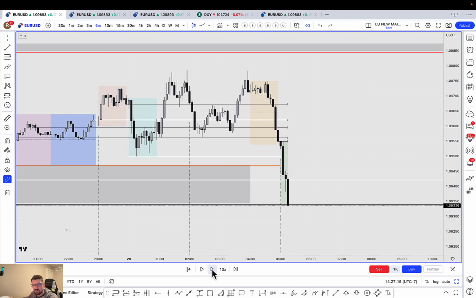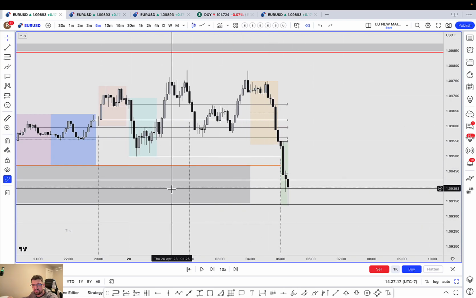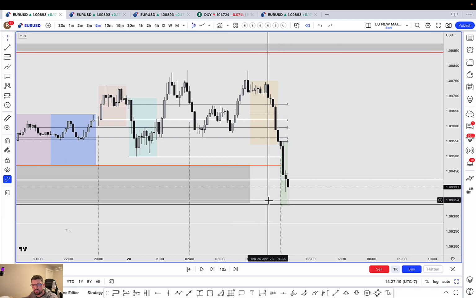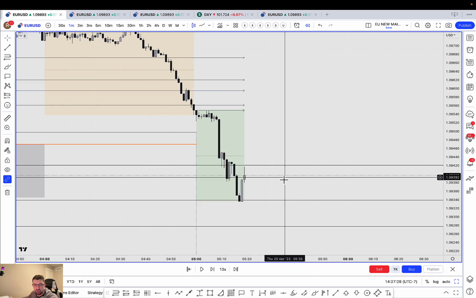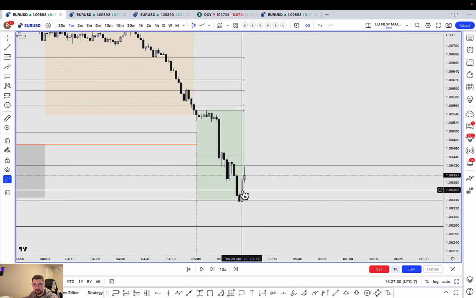Alright, so right here, all the imbalance is filled. We got a really strong reaction. This is a catalyst for me to take a trade. What should have happened is I should have put an order on 50% of this bullish candle.